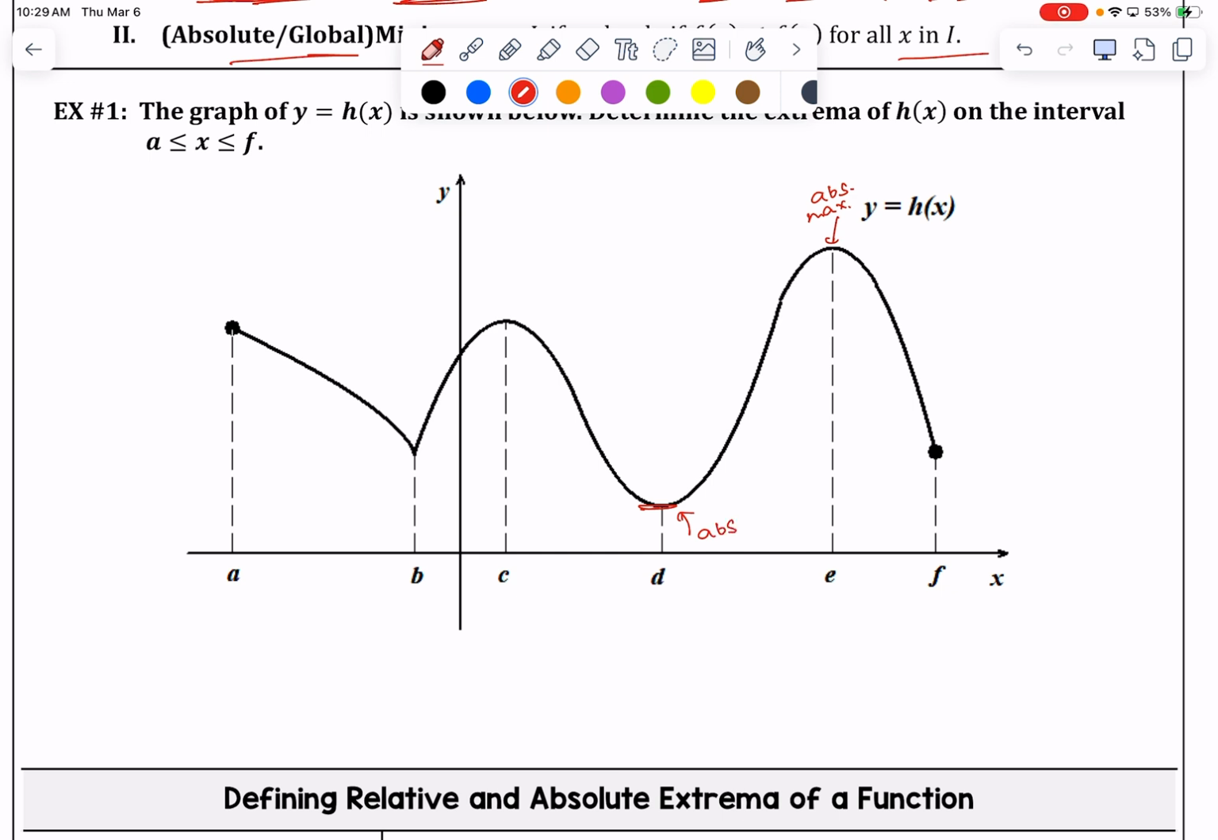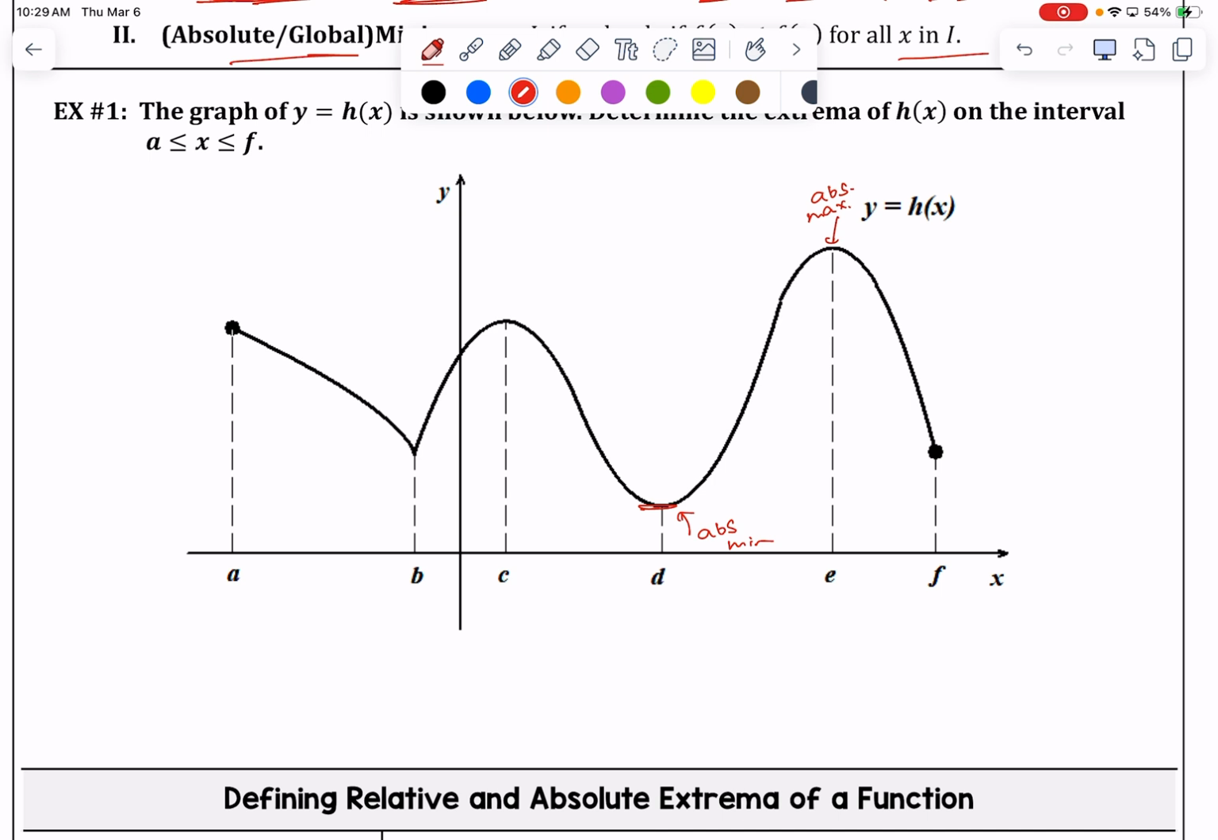The absolute min. Now, what I'd like to talk about is, could it have occurred at any of these other points? No. All right. It could have occurred at any of these other points. Could it have occurred at B? Yeah, as long as it would have went lower. Could it have occurred at C? D? E? Could it have occurred at one of the endpoints? Yes. Could this have went lower than the rest of them? Could this have went higher than the rest of them?